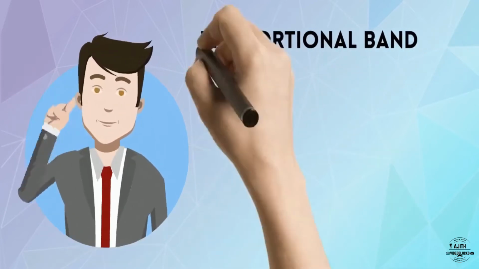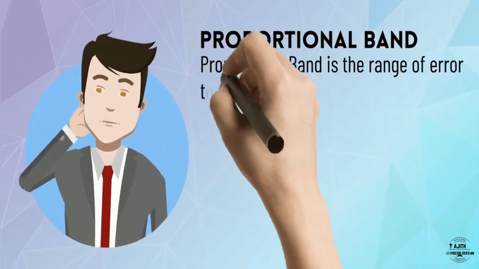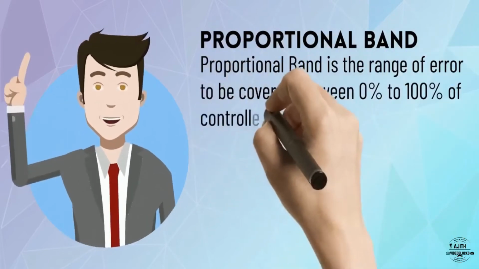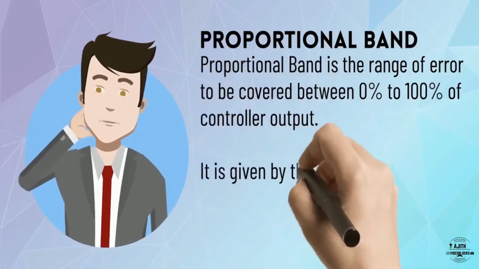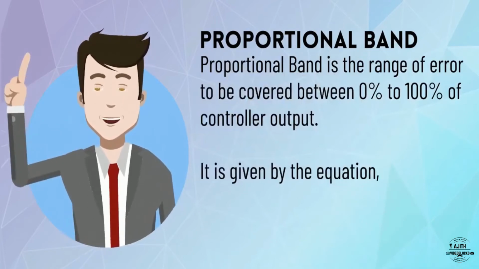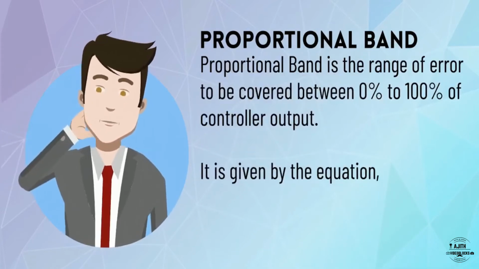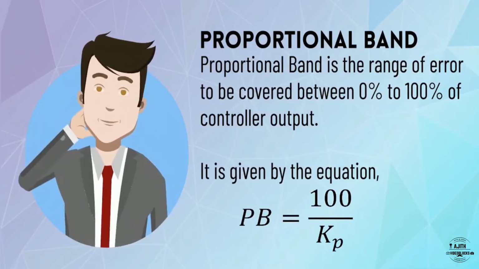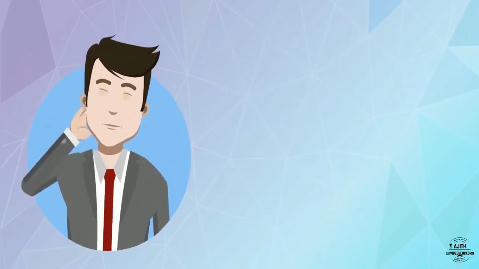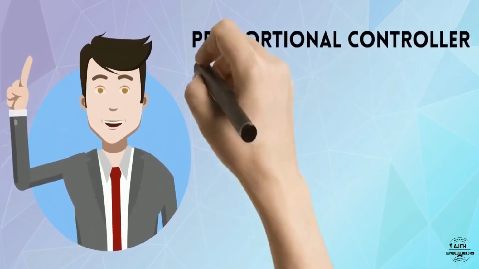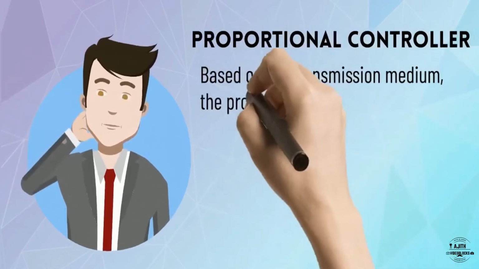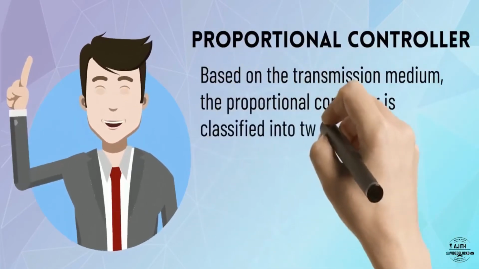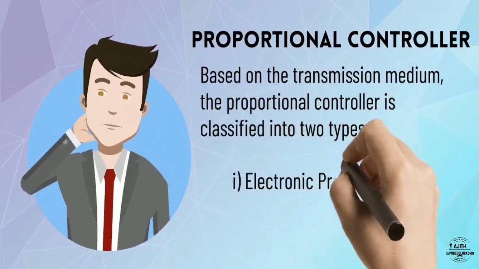Coming to proportional band, it is the range of error which is to be covered between 0 to 100% of the controller output. It is given by the equation PB is equal to 100 divided by KP. Proportional controller is classified into two types based on its transmission medium. One is electronic proportional control and the other is pneumatic proportional control.